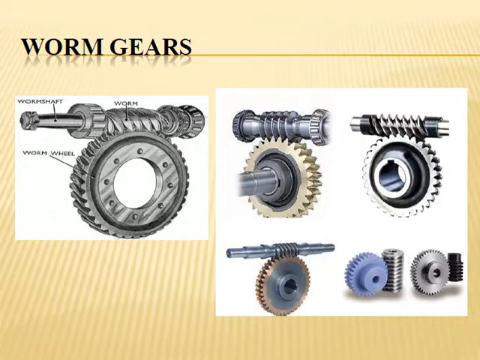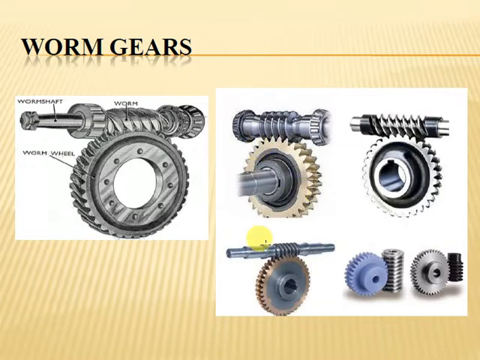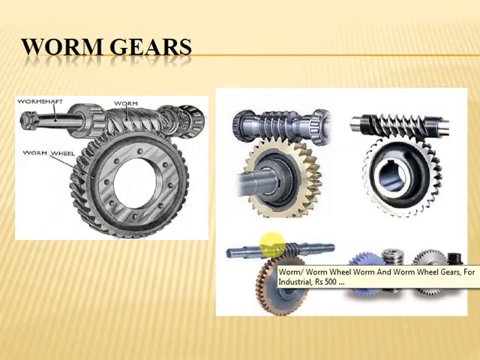Dealing with the worm gear drive, worm and worm gear drives are used for transmitting the power between two non-intersecting and perpendicular axle shafts. Here in this diagram, this is the worm shaft and this is the worm, and this is the worm wheel or worm gear, you can say. And keep in your mind, the material used for the worm wheel is different from the worm.